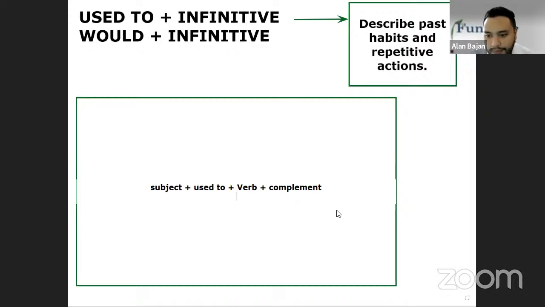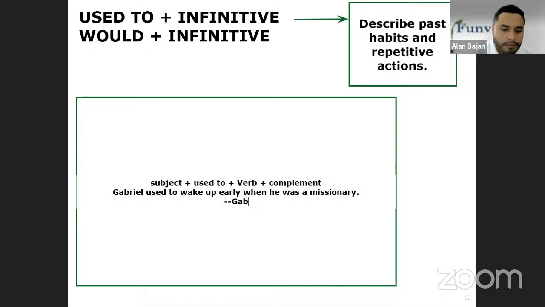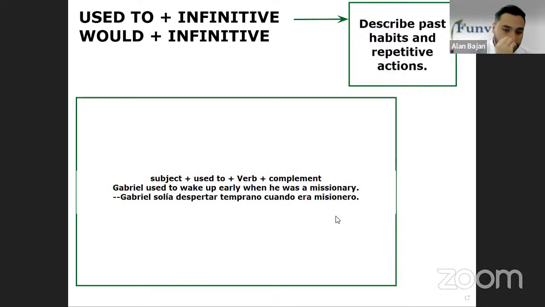Example. Gabriel used to wake up early when he was a missionary. So that's basically the structure.